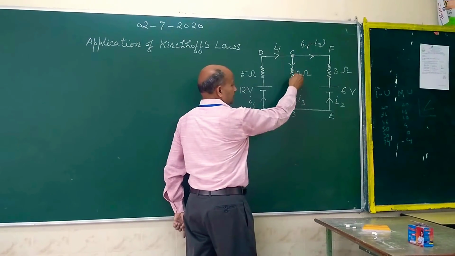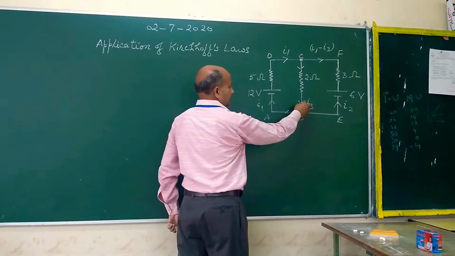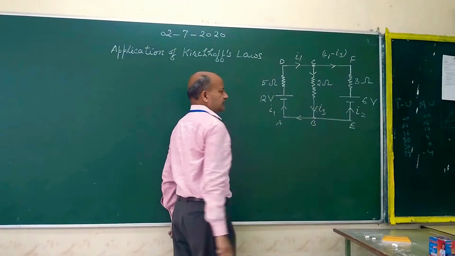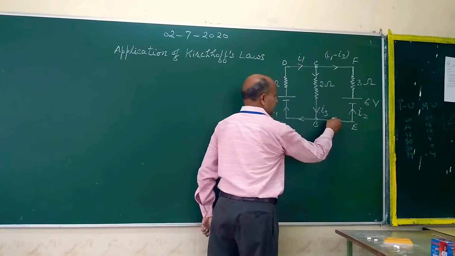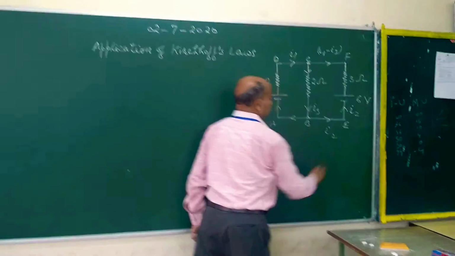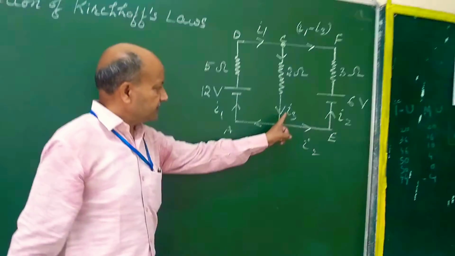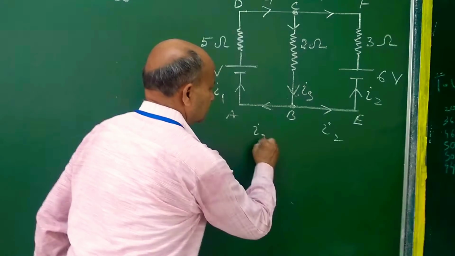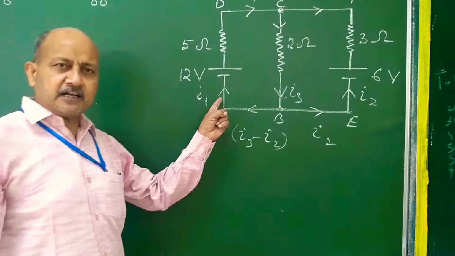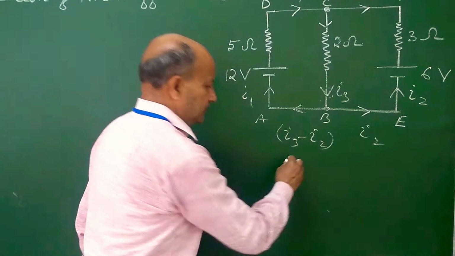Now, at this junction, the current I3 is approaching the junction and this current is leaving the junction, but current divides at this junction. In this direction, the current is I2. So what will be the current in this direction? It must be I3 minus I2. But it is already given that this current is I1, so we can write this current to be I1.